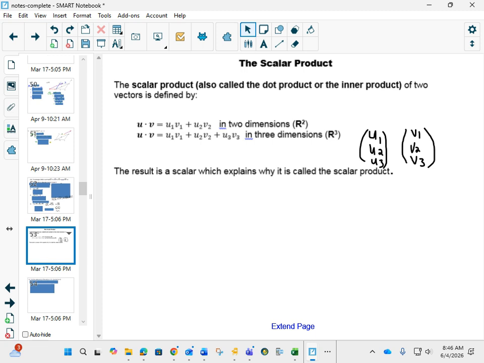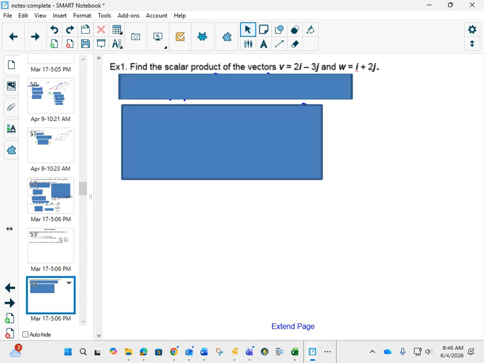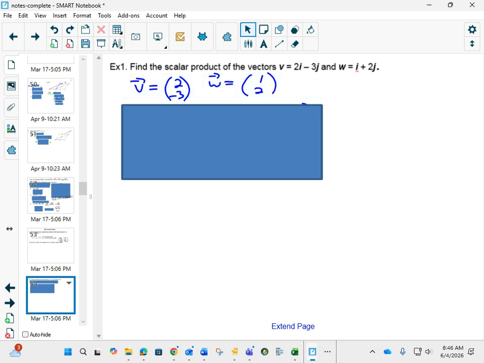So vectors have a direction. A scalar is just a number. So if you have two vectors, vector v and vector w, and you want to do the dot product.